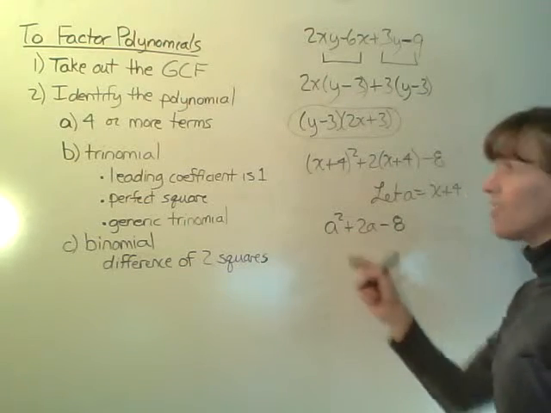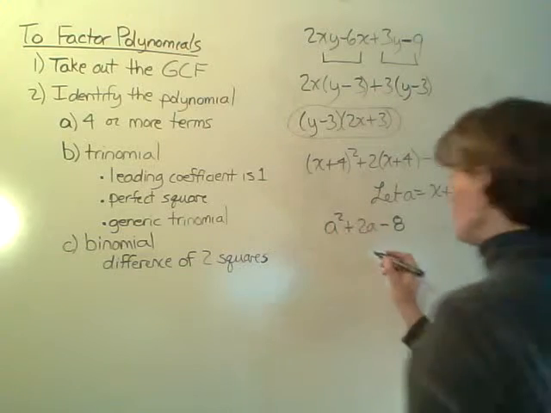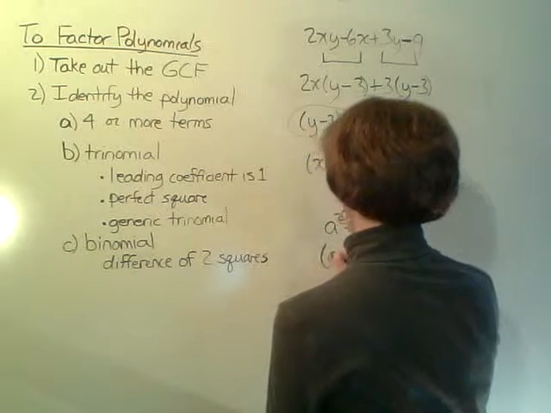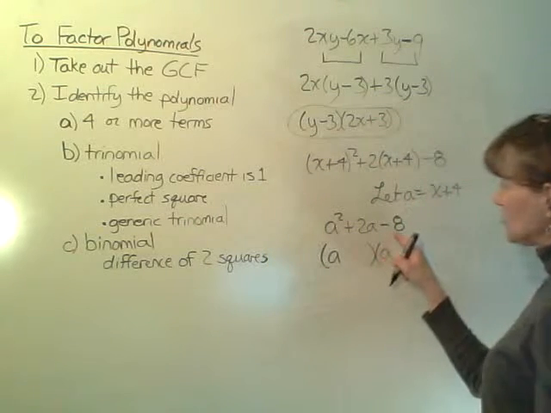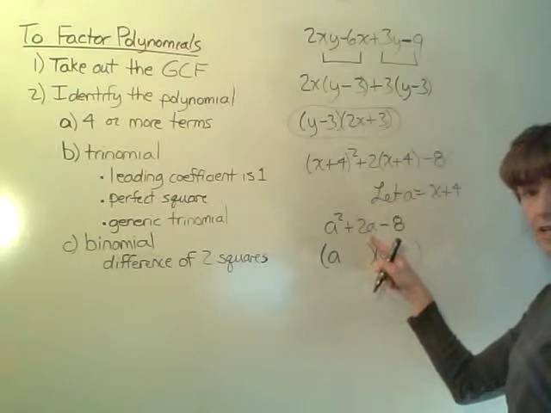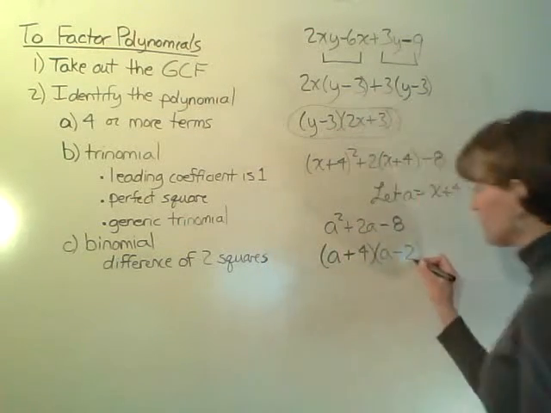Well, now it looks like a trinomial, and the leading coefficient is 1. So I would factor this trinomial as (a )(a ). And the two numbers that multiply to give me negative 8 and add to give me 2 are positive 4 and negative 2. So I put a positive 4 in here and a minus 2.